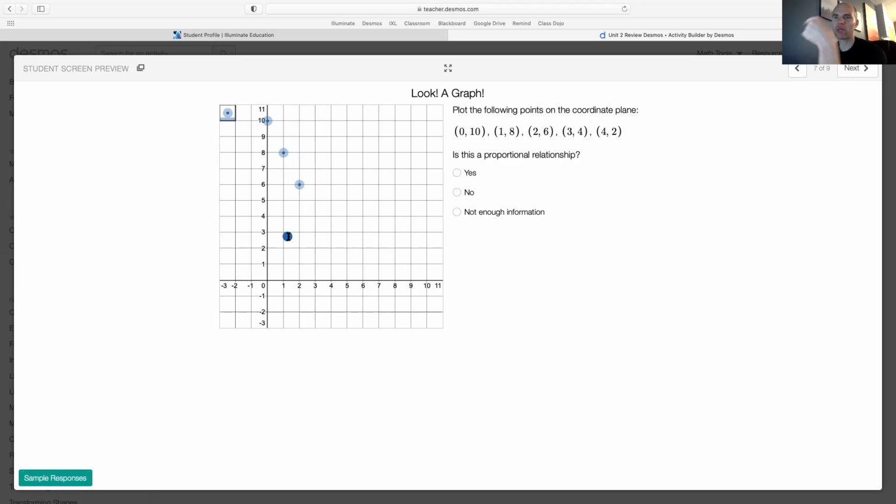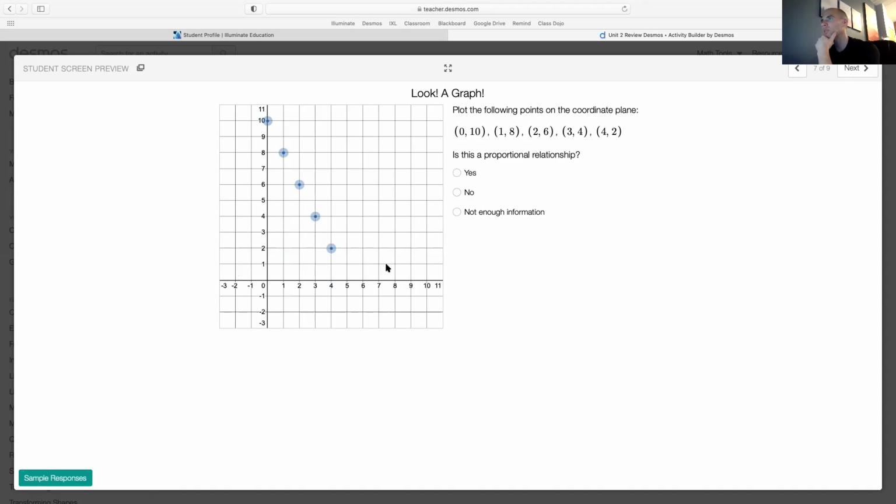So just remember always to go left or right first. That's what the first number tells you, and then up or down on the second number. All right, so now I'm on 2. No, I already did 2, 6. So this is 3, 4. And then the last one is 4, 2.